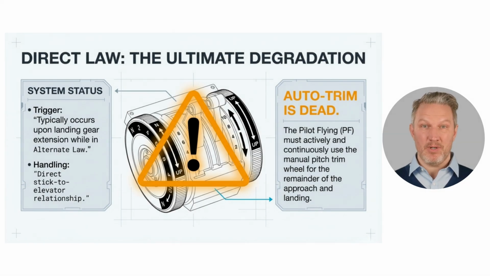Direct law is the ultimate degradation. The most significant change here is that auto trim is dead. Because there is now a direct stick-to-elevator relationship, you must actively and continuously use the manual pitch trim wheel for the remainder of the approach and landing. You are now flying the cables.